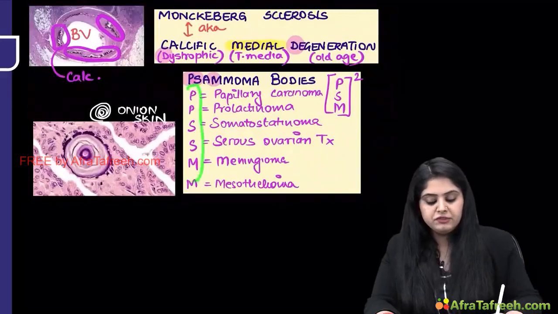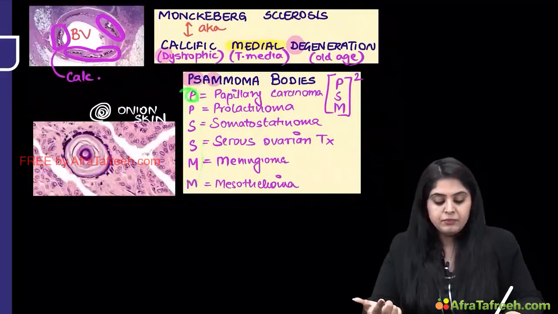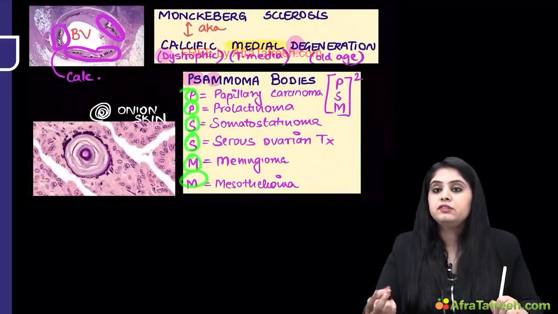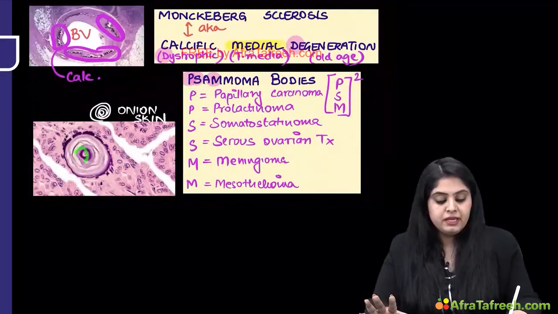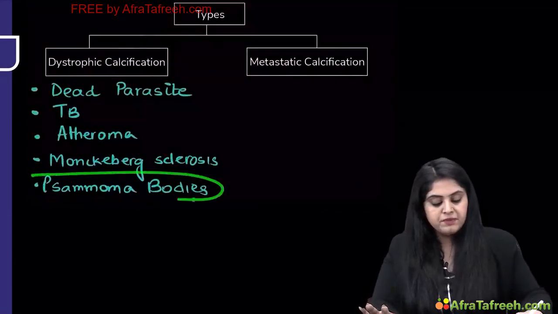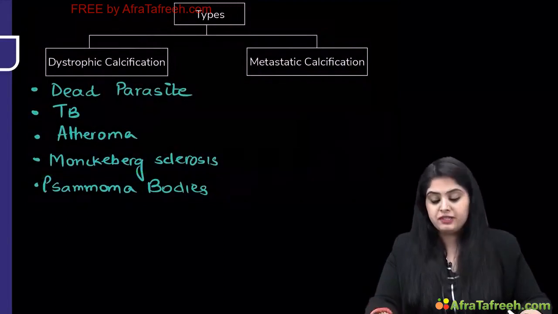Repeating, PSM square, that is papillary and prolactinoma, somatostatinoma and serous ovarian tumor, meningioma and mesothelioma, PPSSMM, as a round onion skinning, that is Psammoma body, which falls under the classical dystrophic calcification.